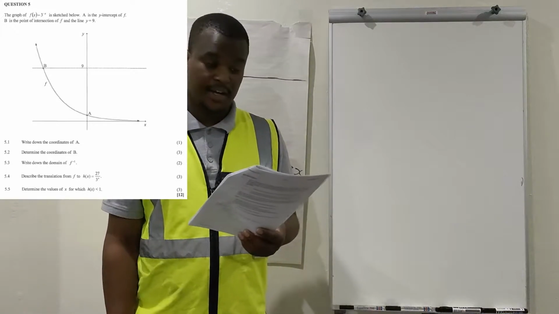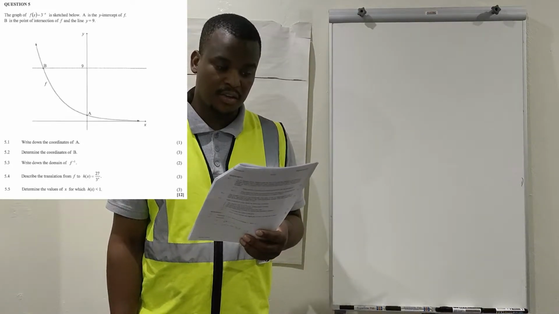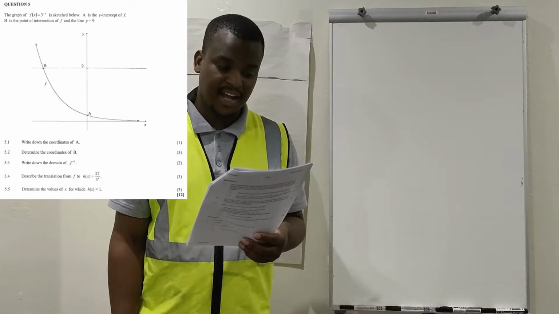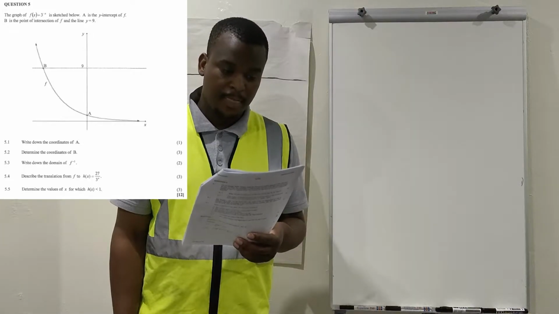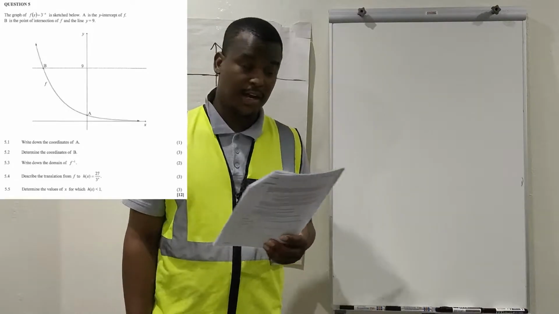I will try to read this again. The graph of f(x) equal to 3 raised to negative x is sketched below. A is the y-intercept of f. B is the point of intersection of f and the line y equals 9.